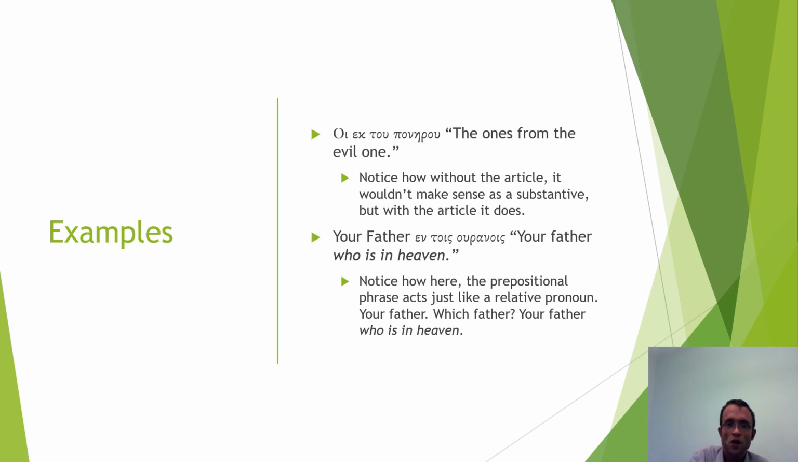Here are some examples. Hoi ek tu paneru, the ones from the evil one. Notice if you translate it literally, it's the out of the evil. But because of how it's strung together as a unit, the whole phrase together, it's a noun. It refers to a group of people, those from the evil one, the ones from the evil one. Notice how if we didn't have the hoi, if we didn't have the article, it wouldn't make sense as a substantive, but with the article it does.